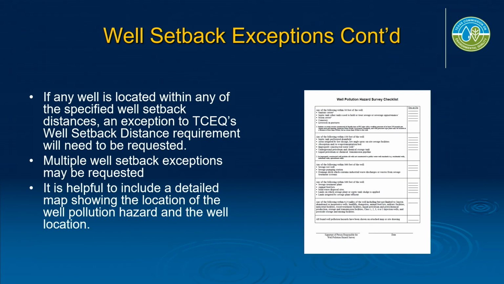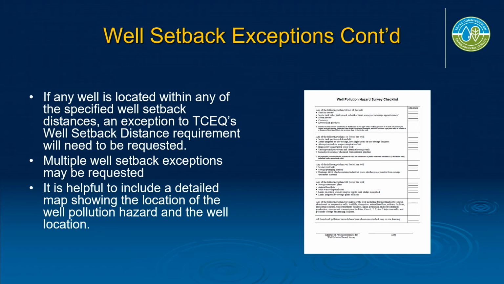As you can see here, this is an example of a well pollution hazard survey checklist, and it's kind of helpful. It shows some of the well setback distances ranging from 50, 150 feet, et cetera. This is what we like to see a lot with these exceptions, and this is what I'll ask for sometimes, just to make sure that I have it in writing that there's no potential hazards.